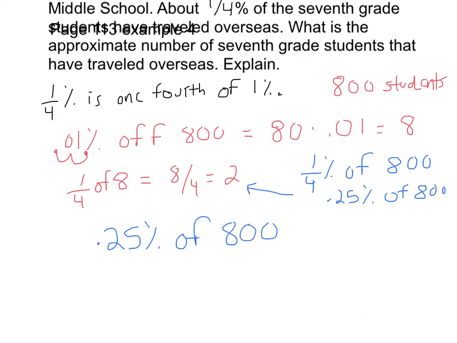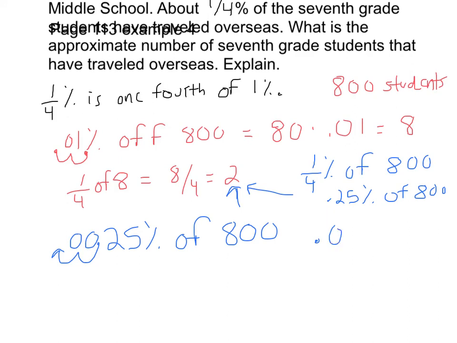So, we need to change percent to a decimal. So we need to move that over twice and put 2 zeros there. Okay? Now this is a different way to do it than before. We already had our final answer, right? Our final answer was 2. This is now a different way. The blue is a different way.